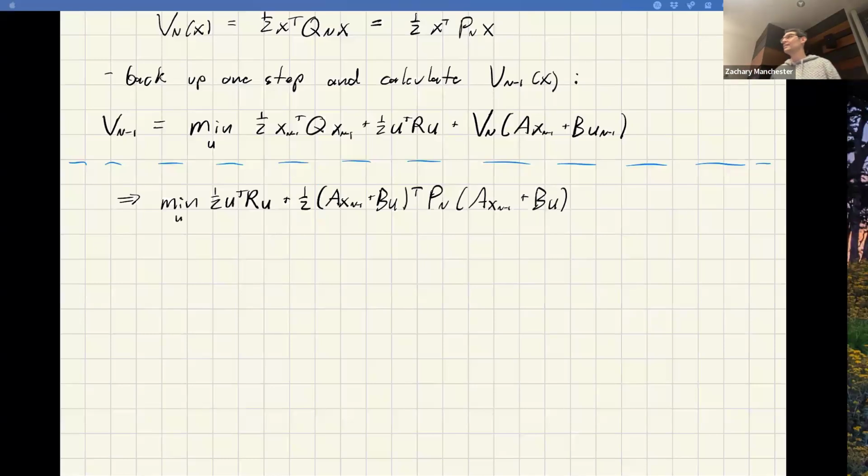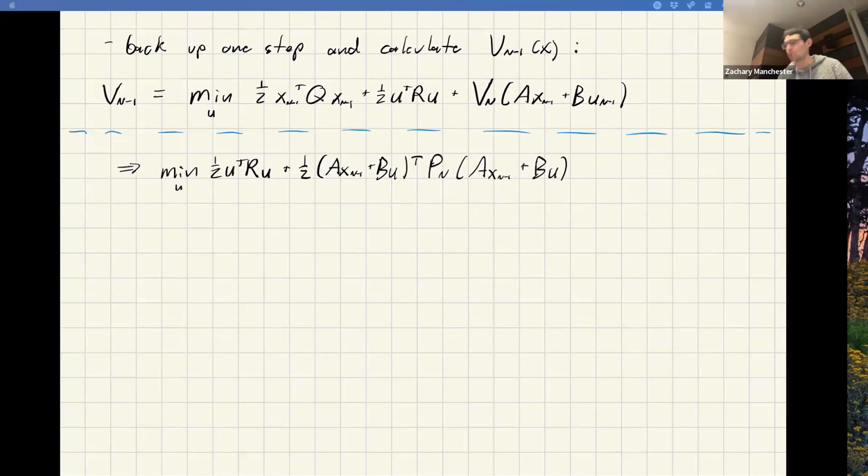Because it doesn't matter when I minimize this thing over u, it doesn't affect the solution. I'm only minimizing over u, so that thing just looks like a constant. It'll come back in a second, but for this subproblem, it doesn't matter.